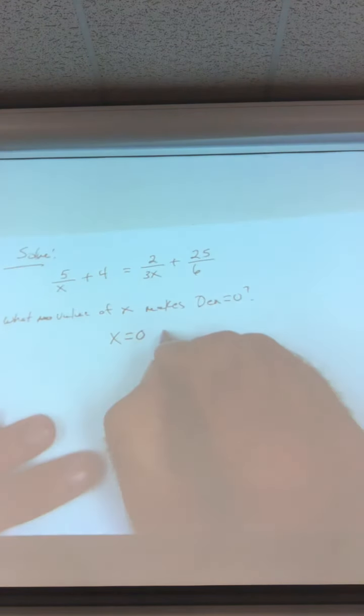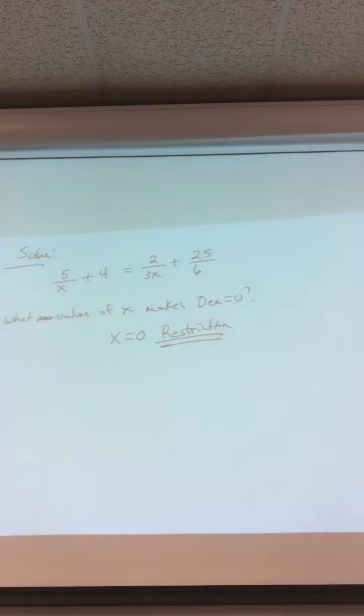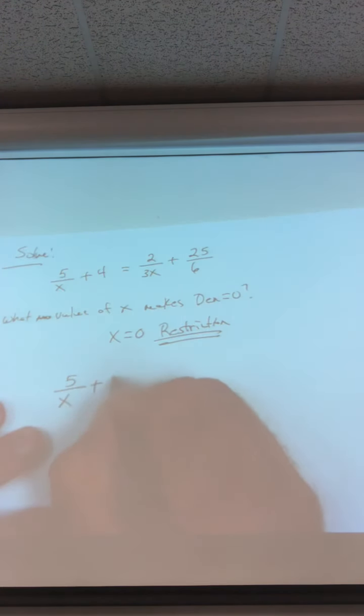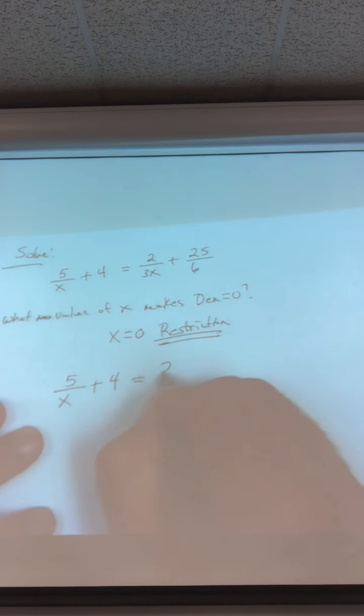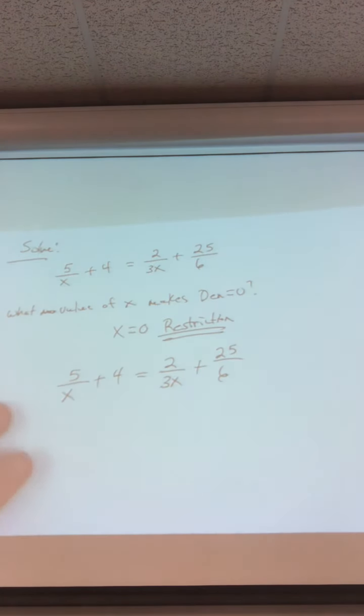We call this our restriction. In other words, that's the number that you cannot let x be. Now you say, well, what's x going to be? Don't know yet. We haven't found the answer yet. All right, so let's go back to the problem again. What's our restriction? x equals 0.